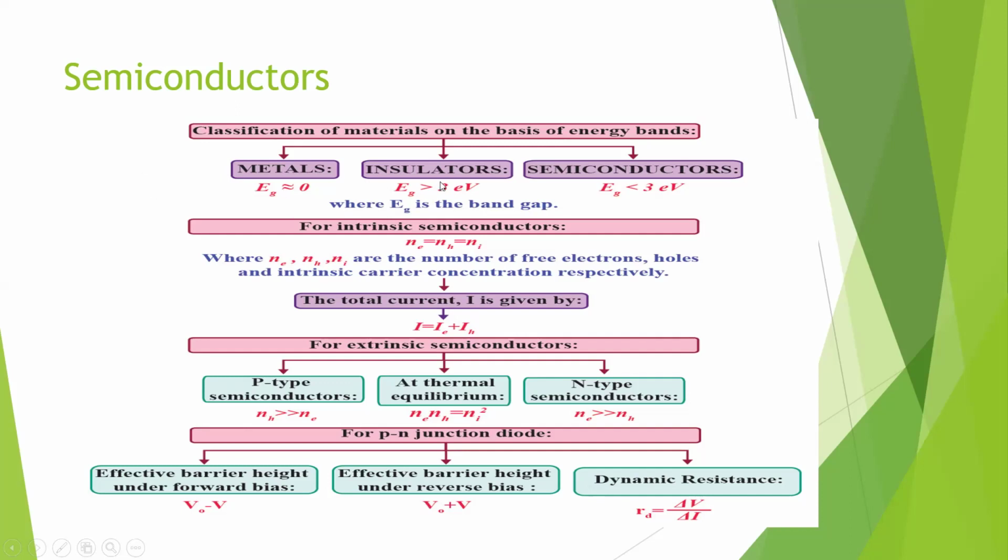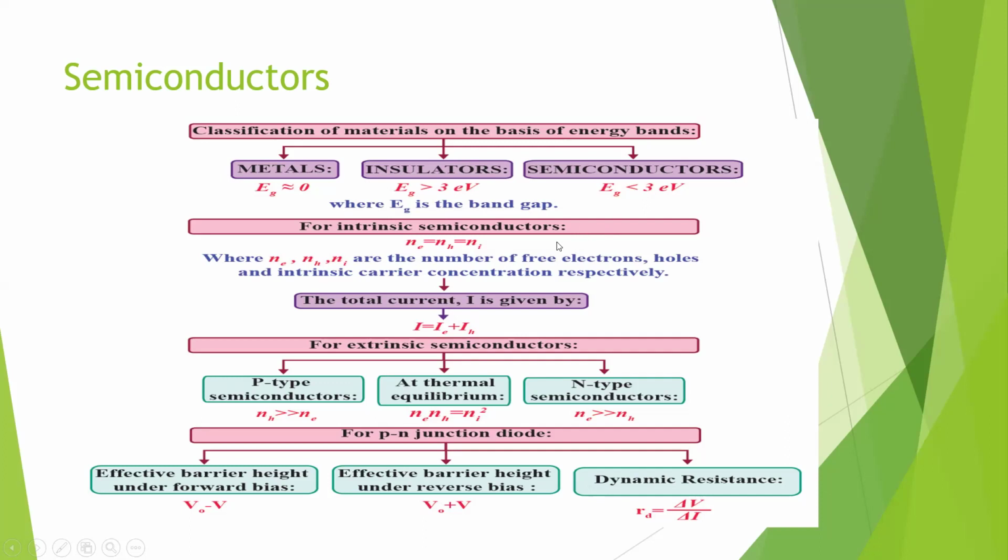In an insulator, the gap is greater than 3 electron volt, which means the distance from valence band to conduction band is very high, so that even if you give a threshold energy, you cannot move an electron from the valence band to the conduction band for conduction. But in a semiconductor, the Eg, that is the energy gap, will be less than 3 electron volt, but they are not pure conductors.